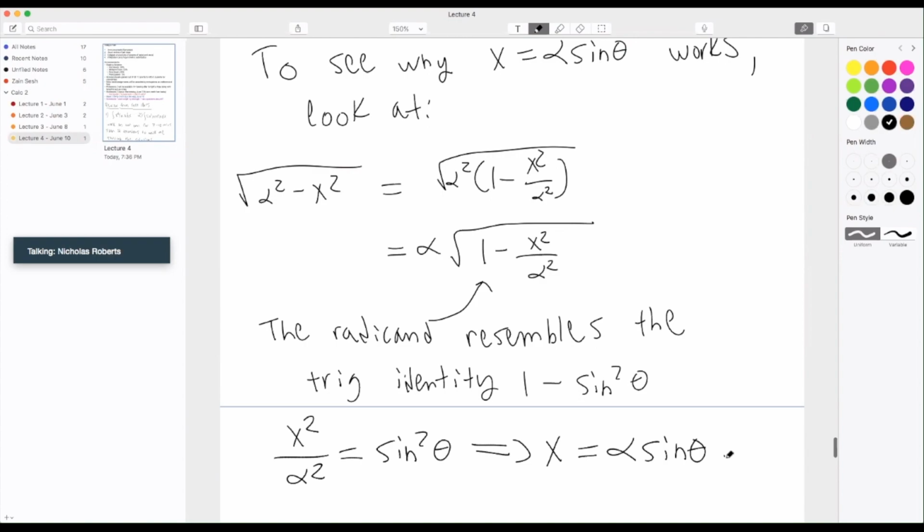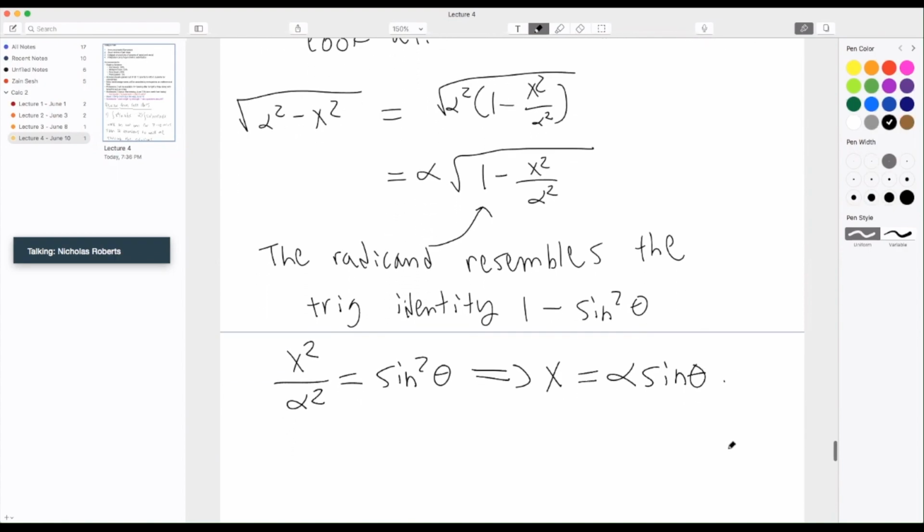All right, so this is nothing you're going to be tested on. I'm just trying to motivate why we're doing these things. Why are we letting x be alpha sine theta? Well, things kind of just work out. All right, so that's that.